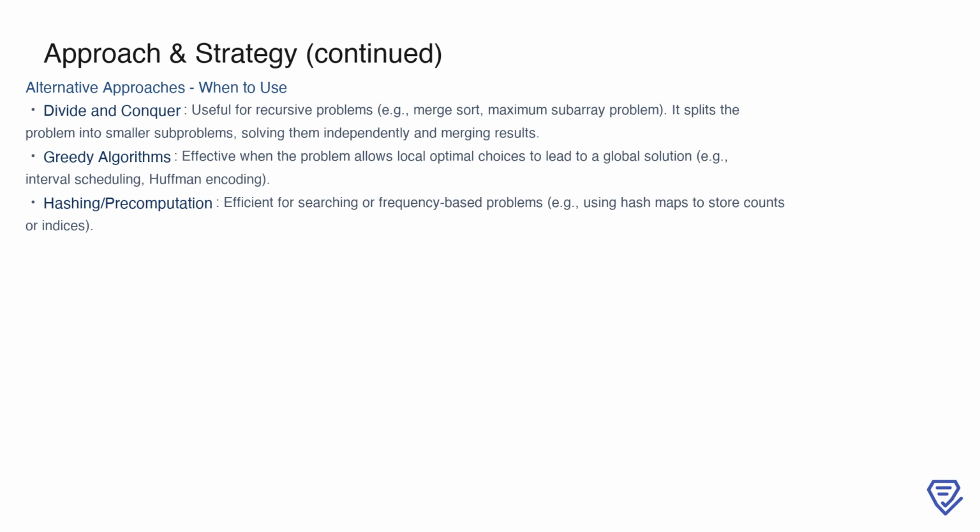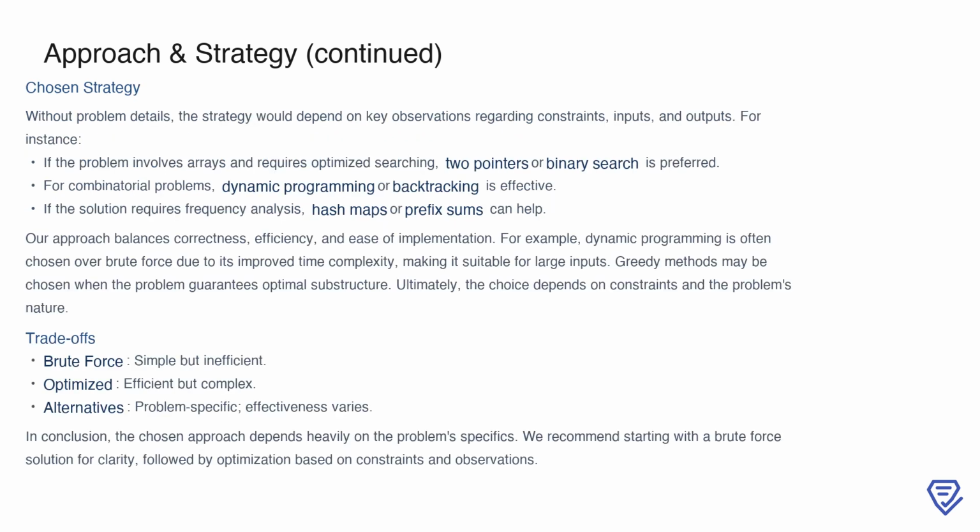Hashing and pre-computation are also powerful alternatives, especially for problems involving searching or frequency analysis. By using hash maps or pre-computed values, these methods enable quick lookups or eliminate redundant calculations. Each of these strategies has its own niche, making them valuable tools depending on the nature of the problem. The choice of strategy ultimately depends on the specific constraints, inputs, and outputs of the problem.